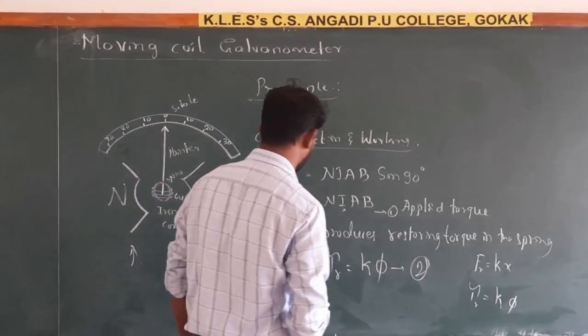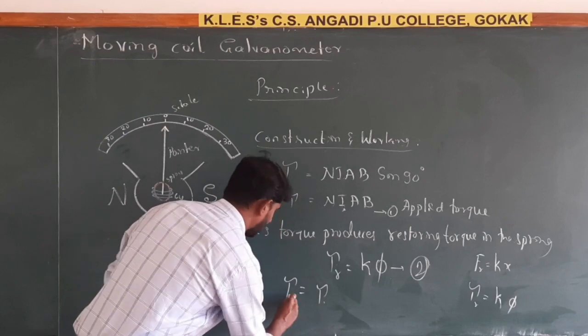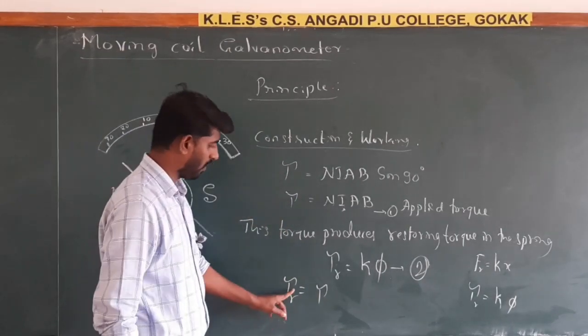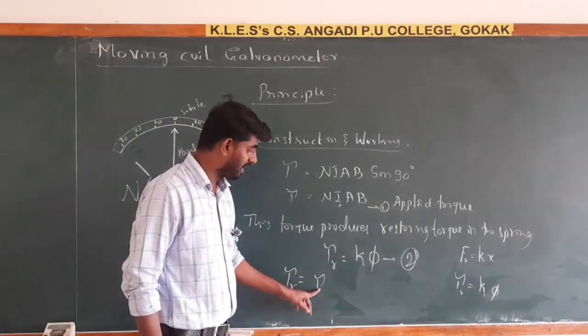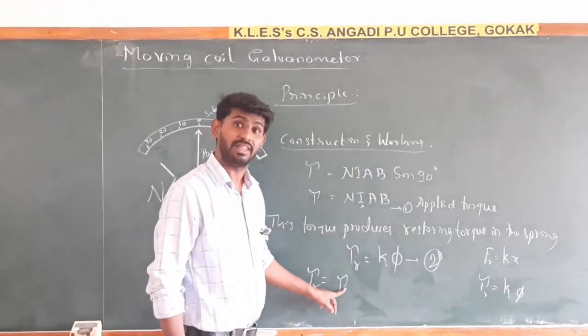If I take only the magnitude, I can write it like tau r is equal to tau. Tau r is equal to tau. So tau r is the restoring torque in the spring, and tau is the applied torque on the coil.